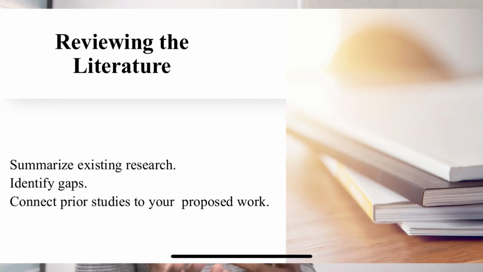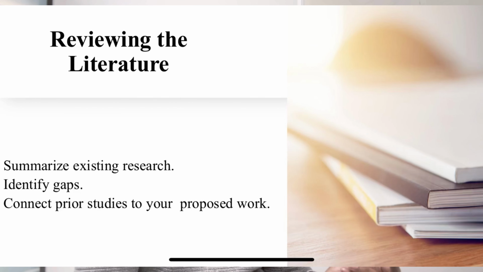You have to summarize existing research, all the reputed journals which have published papers based on the topic you're talking about. What kind of research has been done, you have to summarize there. Then the identification of the gap, what I was talking about, the literature gap. So you have to identify the gap. Although people have done this work, still there is some work lacking. And then connect prior studies to your proposed work.